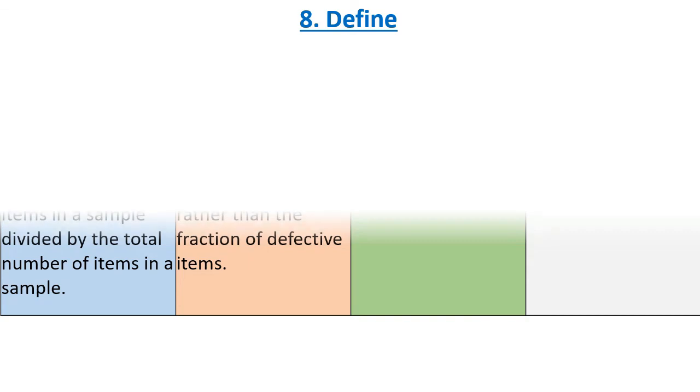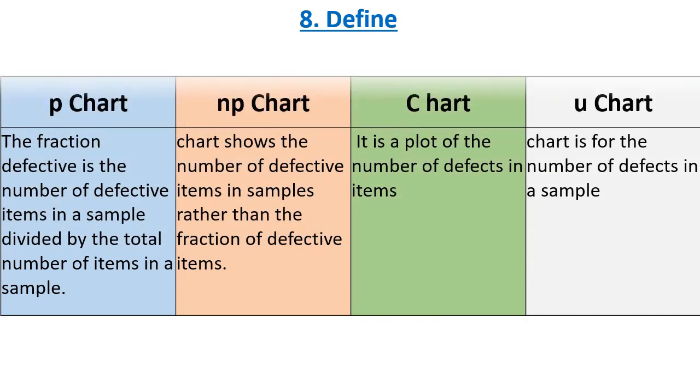Next is definition. P chart, the fraction defective is the number of defective items in a sample divided by the total number of items in a sample, whereas NP chart shows the number of defective items in a sample rather than the fraction of defective items. And C chart is a plot of the number of defects in an item, and U chart is for the percentage of defects in a sample.